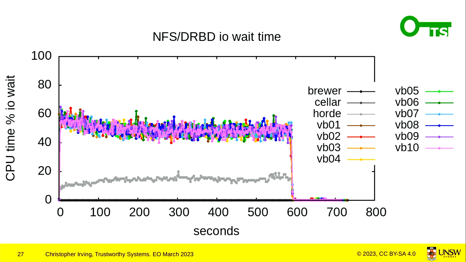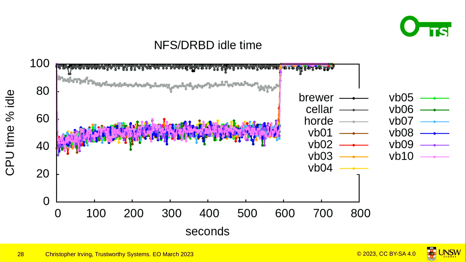If you remember the way DRBD works, we can only have it in primary mode on one server at a time, so only one of the servers is actually exporting over NFS. That's the one that's getting the longer I/O wait times than the other two servers. That's why one of the servers is getting a higher I/O wait than the others. And again, idle time looks like it's pretty much a mirror image.